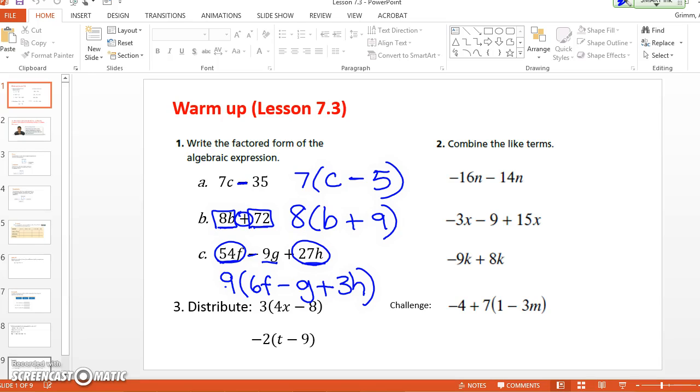That is factoring. That is one small piece of factoring that you're going to learn how to do. There's so much more to factoring. That's a huge thing you'll do in the second part of Algebra 1. All right, number 2, combine the like terms.